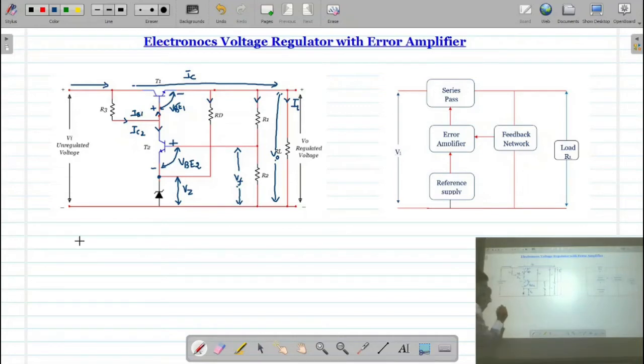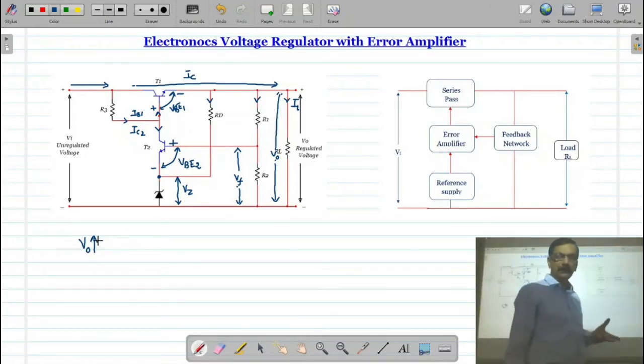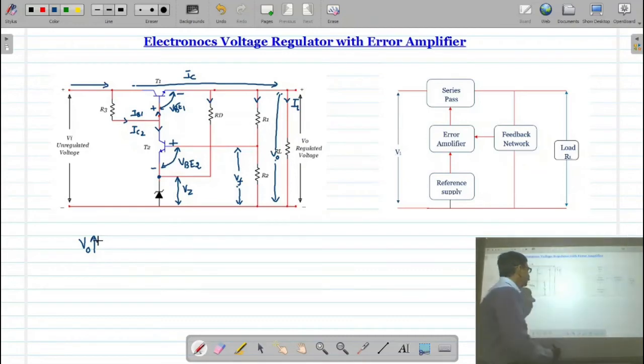Let us say my output voltage is increasing. Here, if we have an unregulated supply, then the output voltage may increase or decrease, or when you change the load resistance RL, then the output voltage is going to change. So suppose the output voltage increases. If this output voltage increases, this point's voltage is increasing, it means the feedback voltage will also increase. Correct? So here we can say the feedback voltage is increasing.